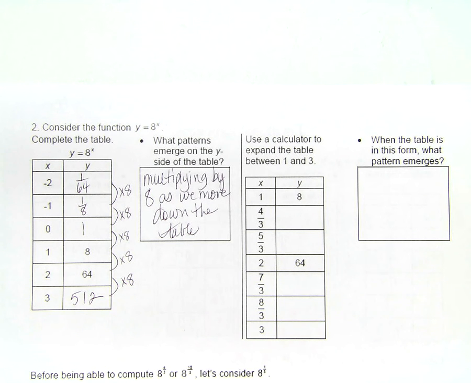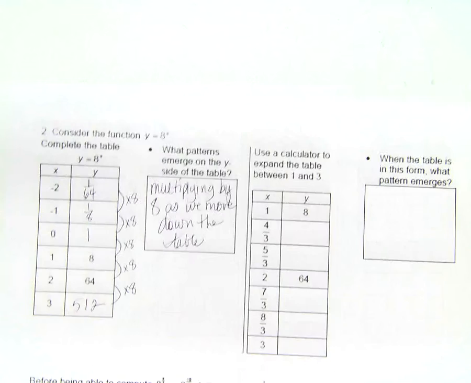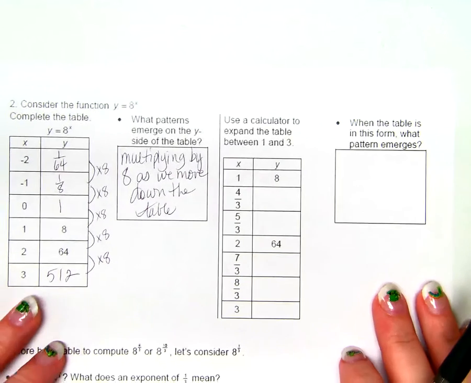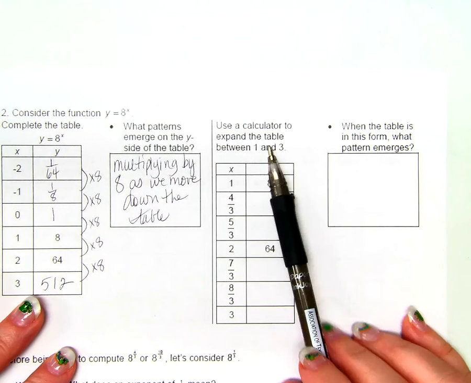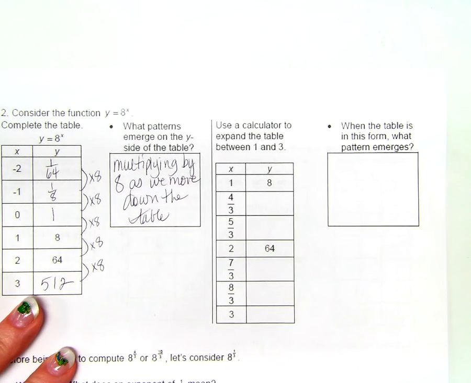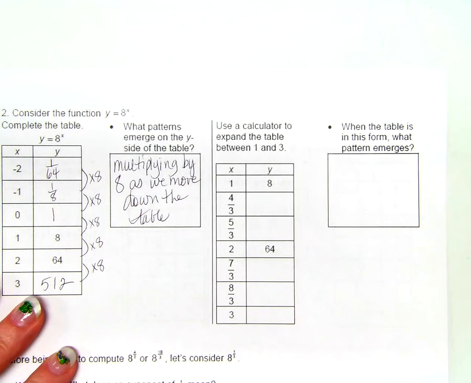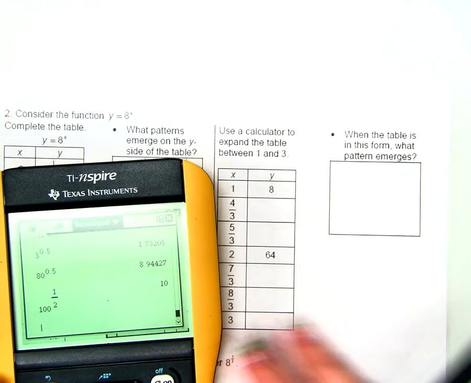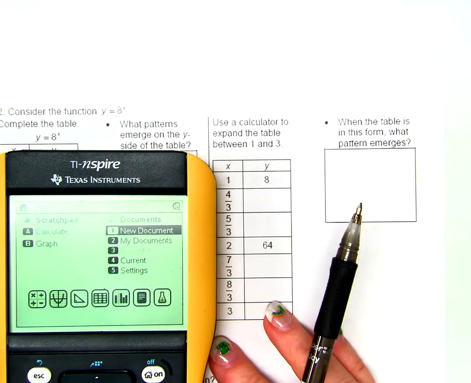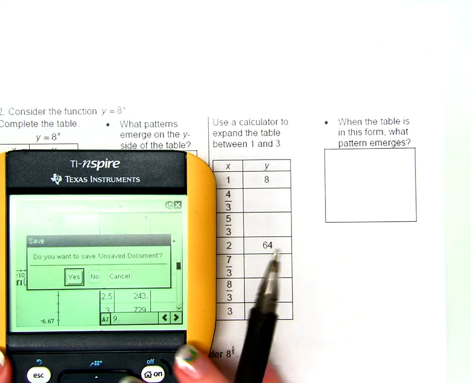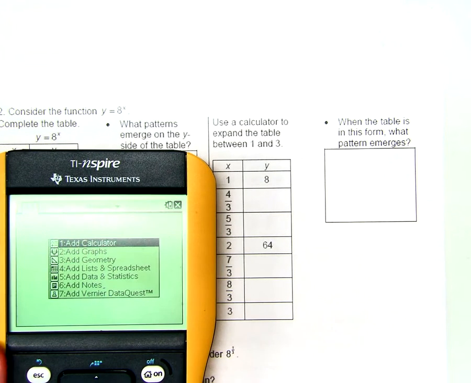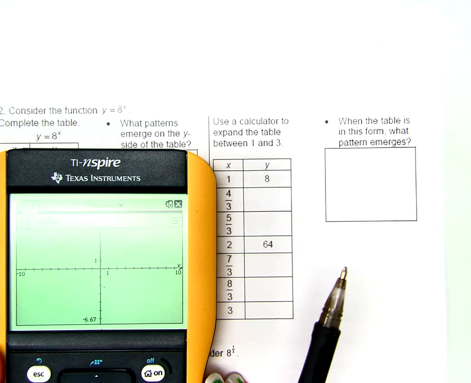Now, why am I being so specific about we're moving down the table? Is there another pattern in this table? Oh, if we divide by 8, if we go up the table, right? So that's why I'm trying to be really clear about which direction we're talking about. Sorry about that. Okay? Now, same kind of deal on this side as the other side. We're going to use a calculator to expand the table between 1 and 3. Okay? So I need to go make a new document. I mean, not a calculator, a graph, pardon me.